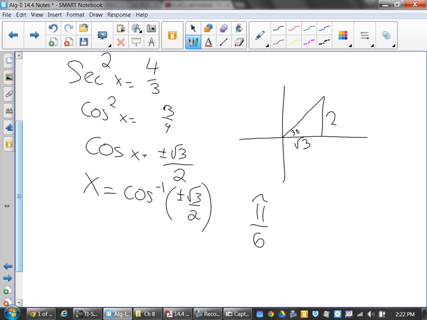It's going to wind up being in all 4 quadrants because it's a plus minus, because you're going to have 2 positive values and 2 negative values. So if pi over 6 is your reference angle, all you have to do is bounce that into each of the other 3 quadrants. You get 5 pi over 6, 7 pi over 6, and 11 pi over 6.